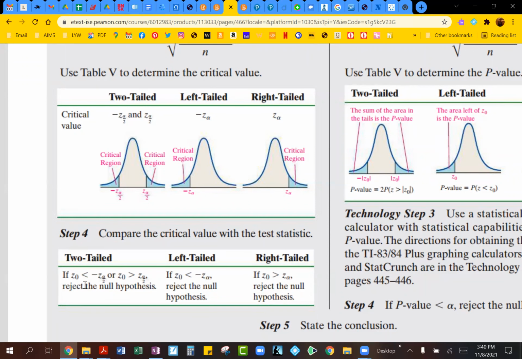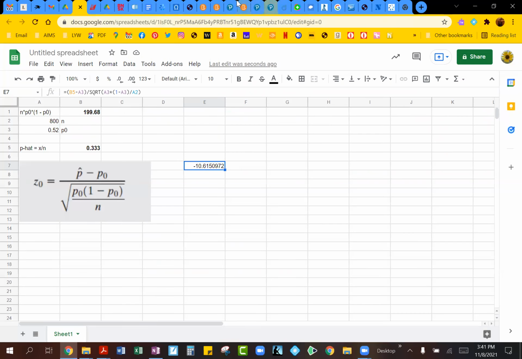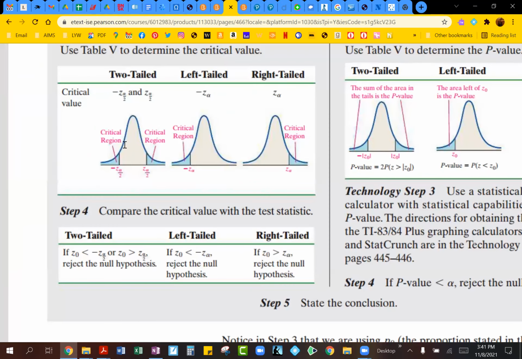And then look at step 4 over here. Based on what your critical value comes out to be, if your test statistic, the number that we just calculated, the negative 10.6, is less than the negative critical score over here, or if your test statistic is greater than the positive critical value, then in that case, you reject the null hypothesis.